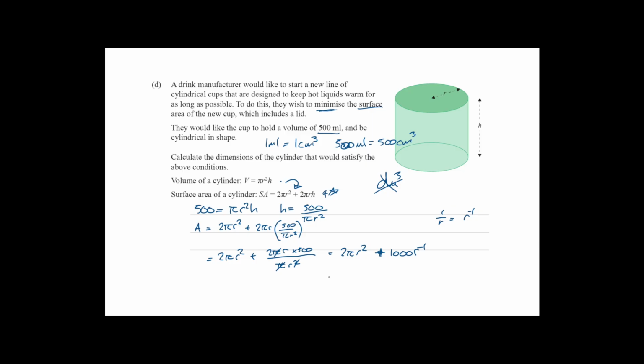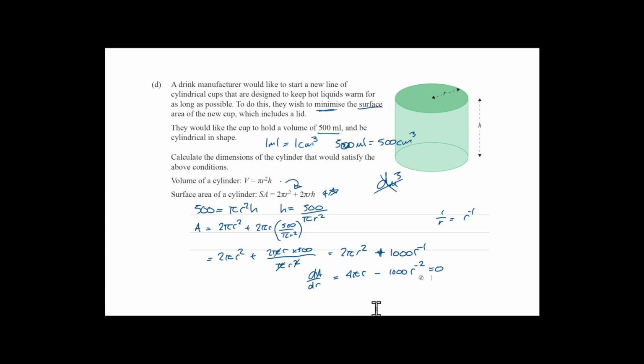Now I want to just differentiate it, so I want to differentiate the area with respect to the radius, and I get 4 pi r minus 1000 r to the power negative 2. Yes, that would be right. Yep, that makes sense. So we want to set that equal to 0 and then solve.